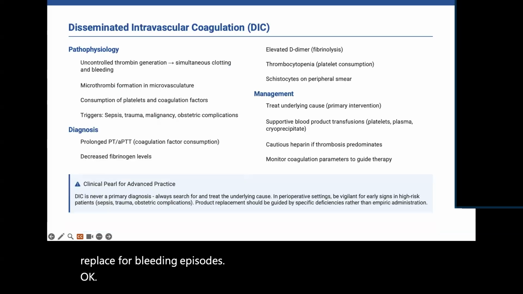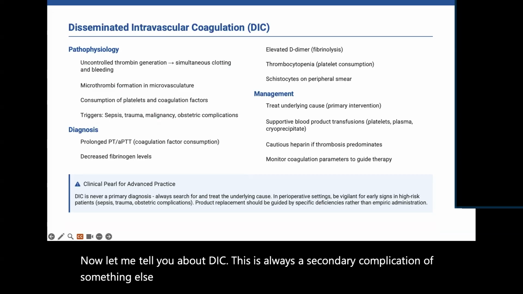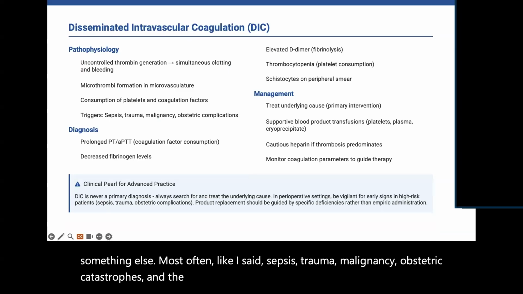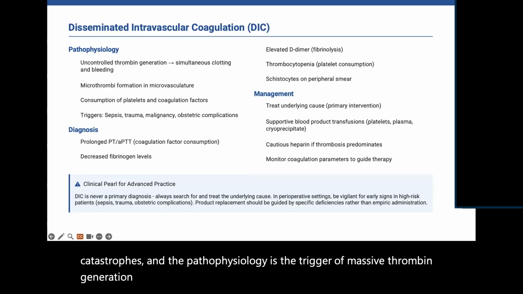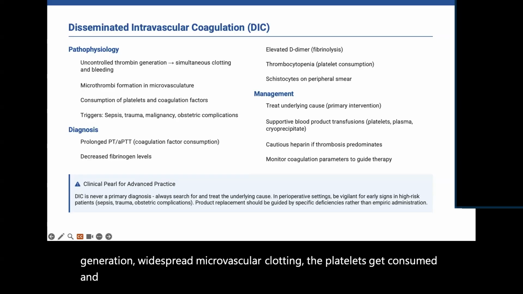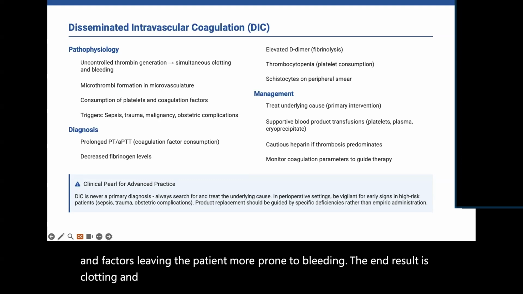Now let me tell you about DIC. This is always a secondary complication of something else. Most often, like I said, sepsis, trauma, malignancy, obstetric catastrophes. The pathophysiology is the trigger of massive thrombin generation, widespread microvascular clotting. The platelets get consumed and factors, leaving the patient more prone to bleeding. The end result is clotting and bleeding at the same time.